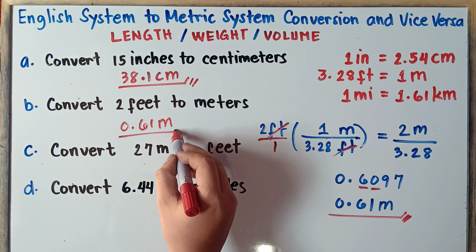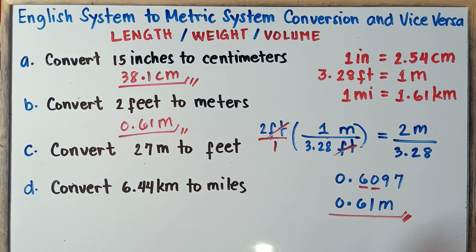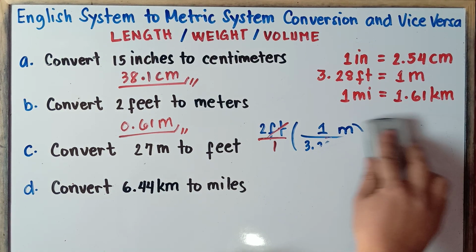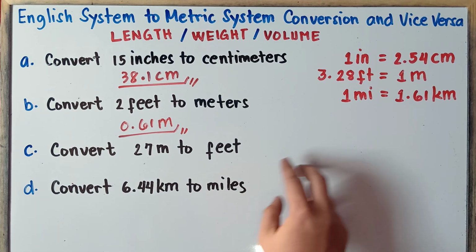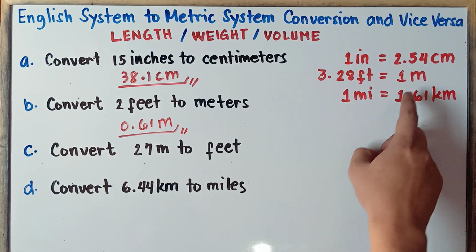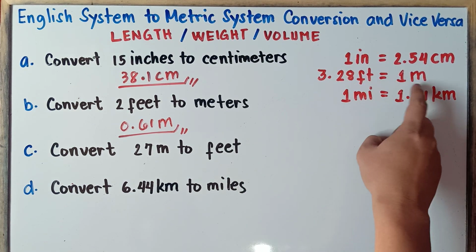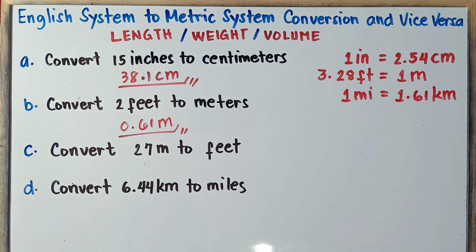Alright, so that's the answer for letter B. So let's have letter C. Convert 27 meters to feet. So once again, meters to feet, we have the conversion. 3.28 feet is equal to 1 meter. So we will be using this conversion.